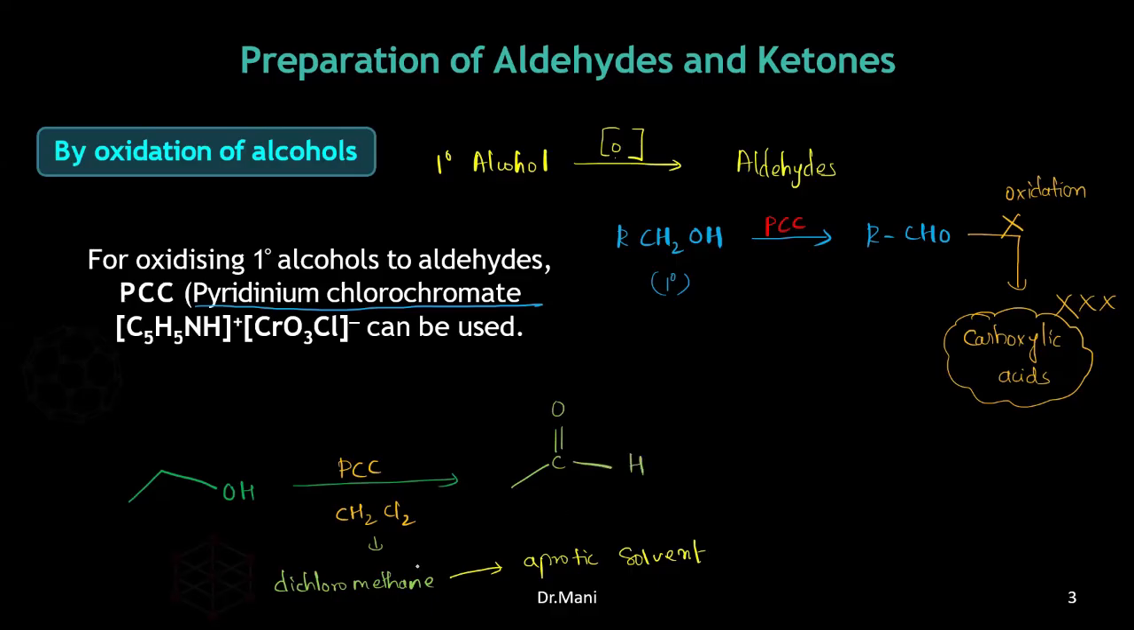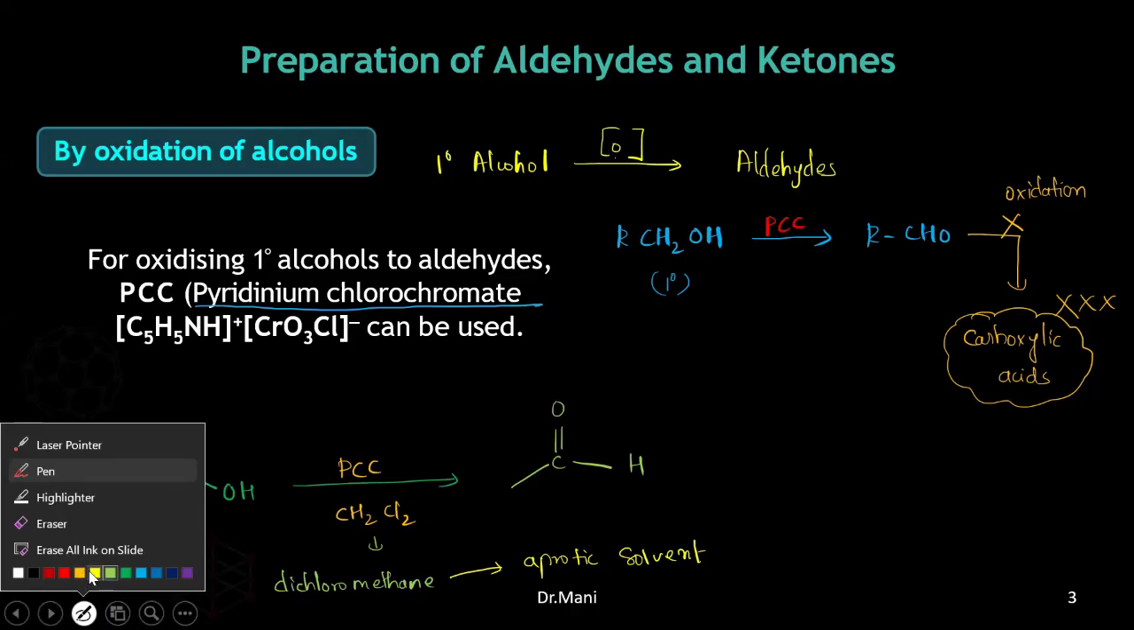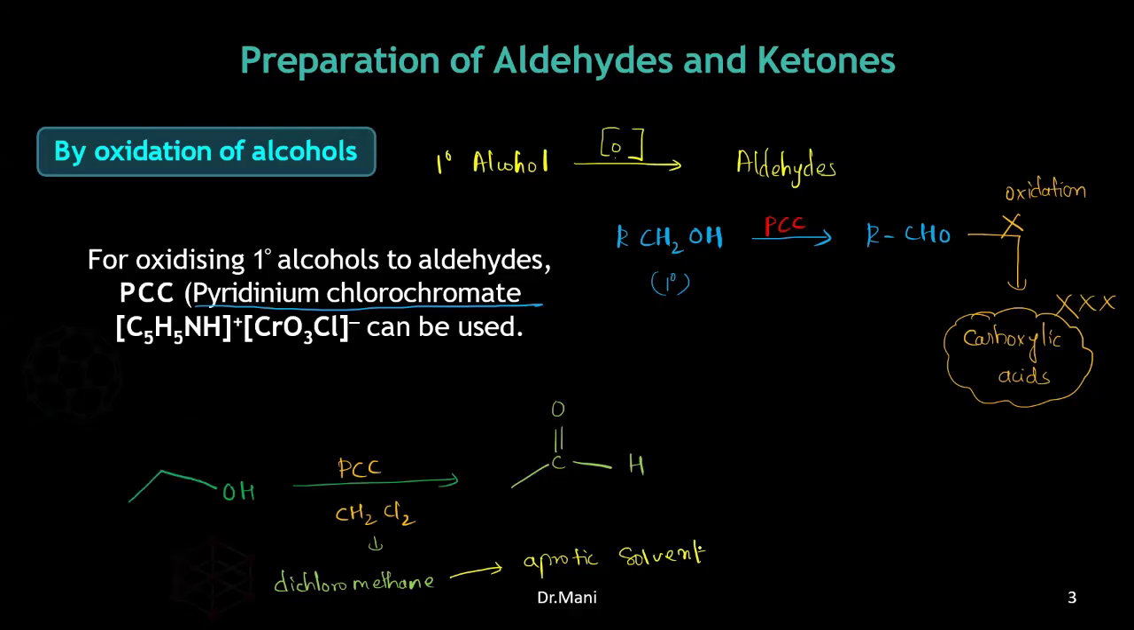So why are we using dichloromethane with the oxidizing agent? Just remember, it will prevent further oxidation or over oxidation. We have discussed this in haloalkanes and haloarenes. What is the use of protic and aprotic solvents? If you don't remember, just know that an aprotic solvent will prevent over oxidation. Okay, understood? So how does this happen?